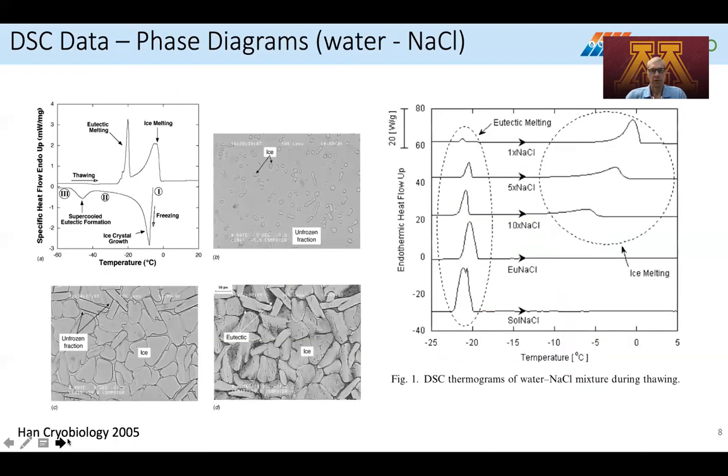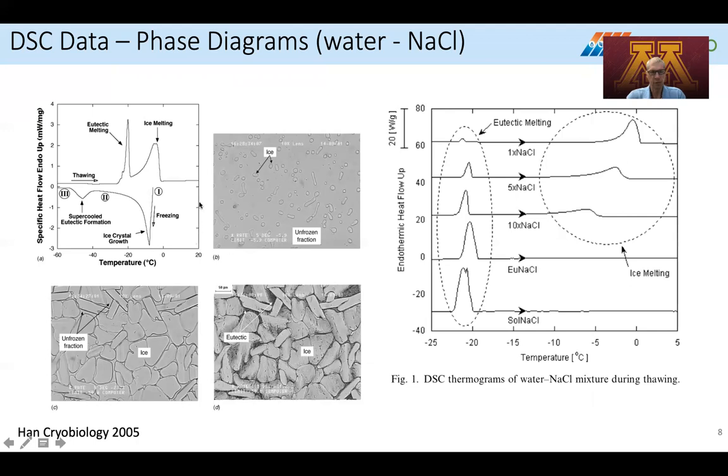And so what does this look like under the microscope? Well, you can see this is an NaCl water or salt water solution, brine basically. So there's ice crystals that are growing. You can go to lower and lower temperatures, and then eventually you even see what are called eutectics or secondary solids that show up in part D there.